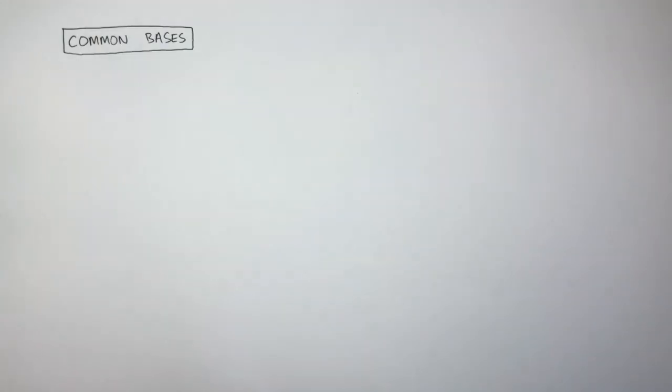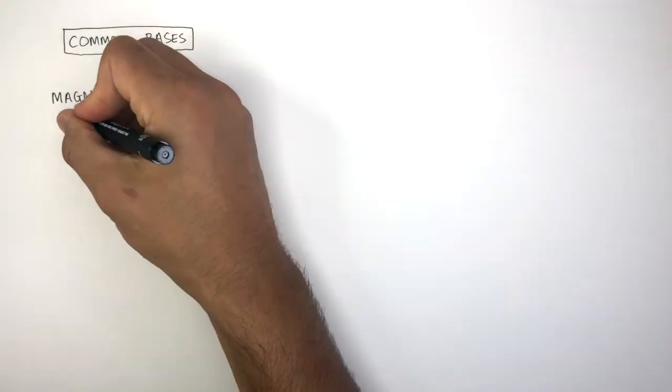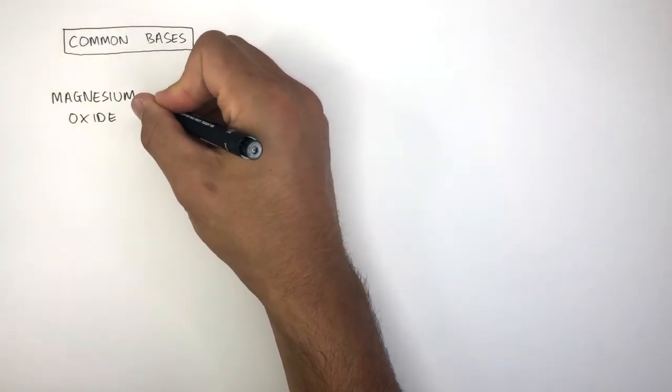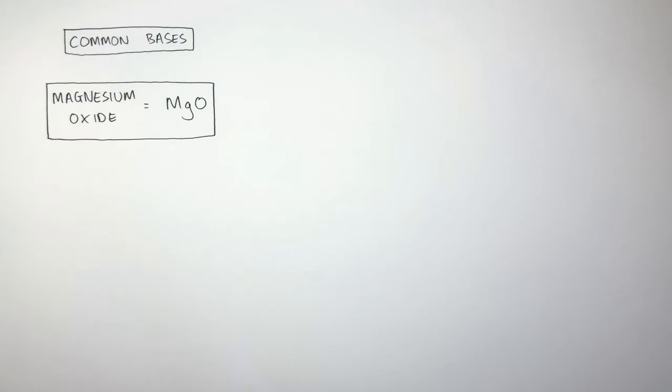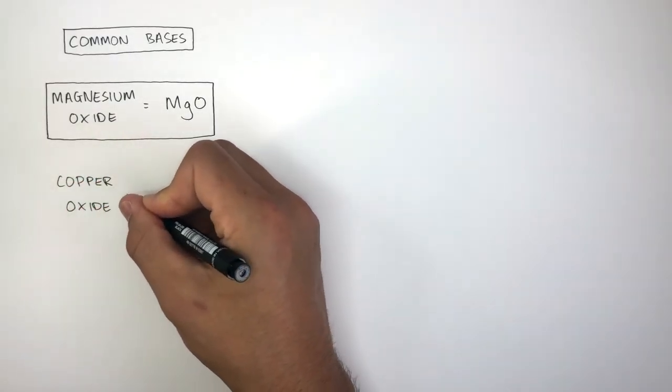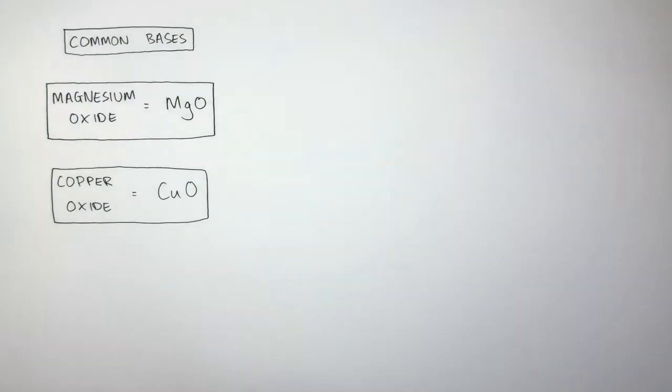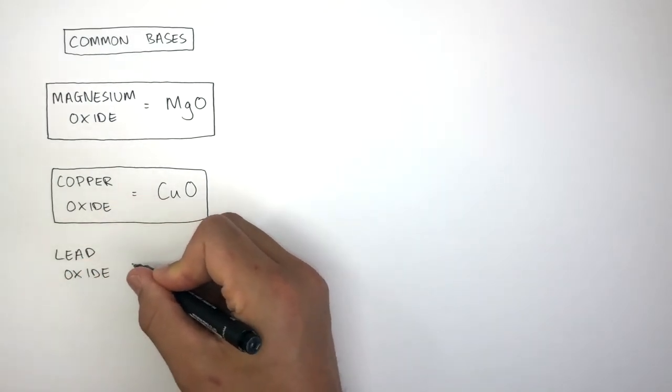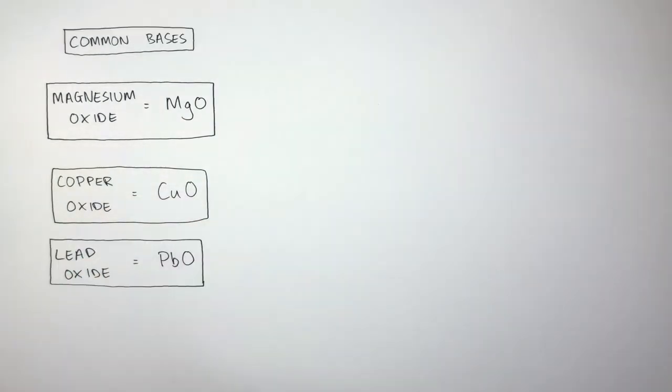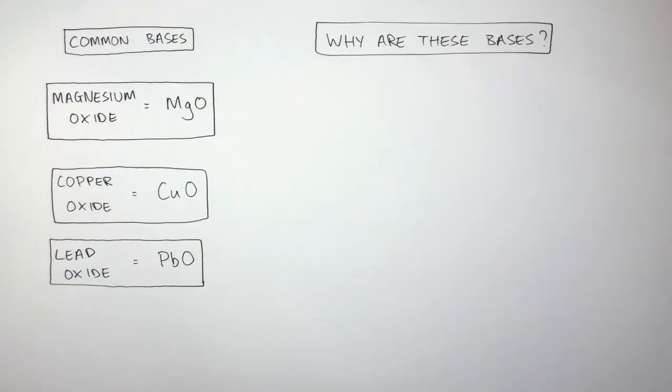Common bases include magnesium oxide, which has a chemical formula of MgO, copper oxide, which has a chemical formula of CuO, and lead oxide, which has a chemical formula of PbO. And finally, the question is, why are these bases?